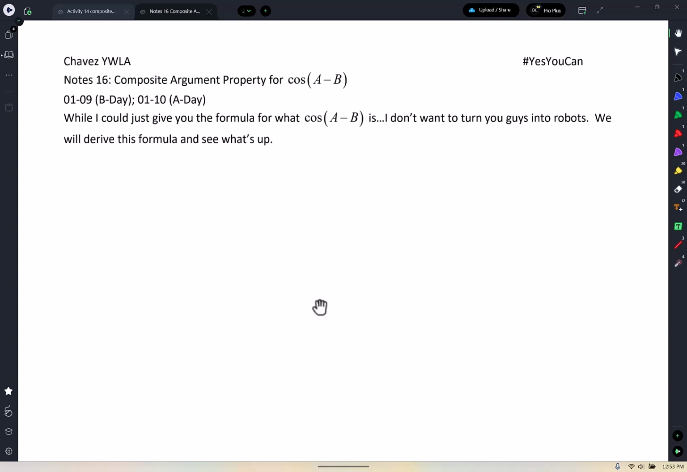All right, so here we go, guys. Composite argument properties for cosine A minus B. At first glance you're looking at it and you're like, what the heck do we want? I could just give you the formula for cosine A minus B, but I don't want you guys to turn into robots. We will derive this formula and see what's up. So I'm going to write, what do we want?